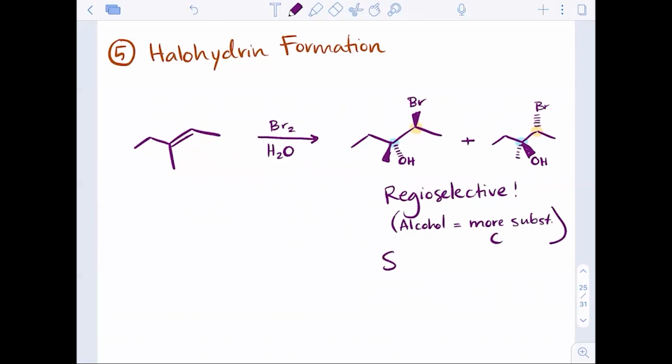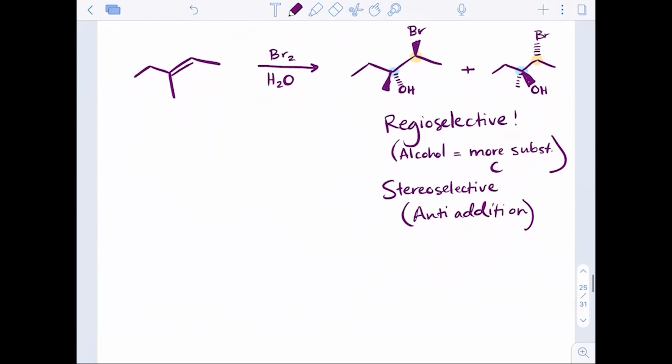And it is, again, stereoselective. We'll see that bridged intermediate anti-addition occurs. Let's go ahead and walk through this mechanism, and we'll see a very similar mechanism to what we just saw with our halogenation.